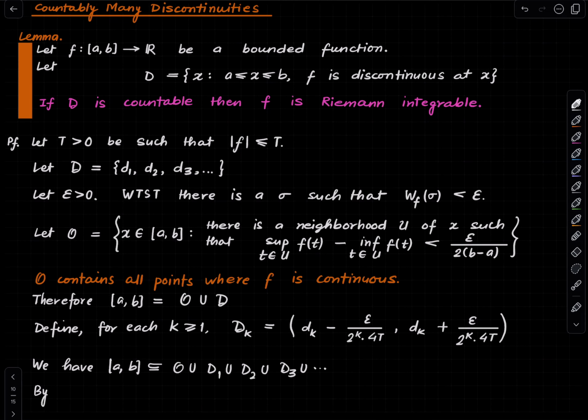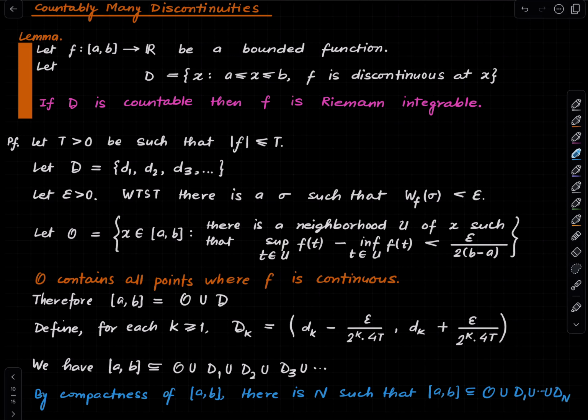of this, there is a natural number n such that this is contained in this union. Fine. Now what is the length, or the sum of the lengths, of each di that is here?